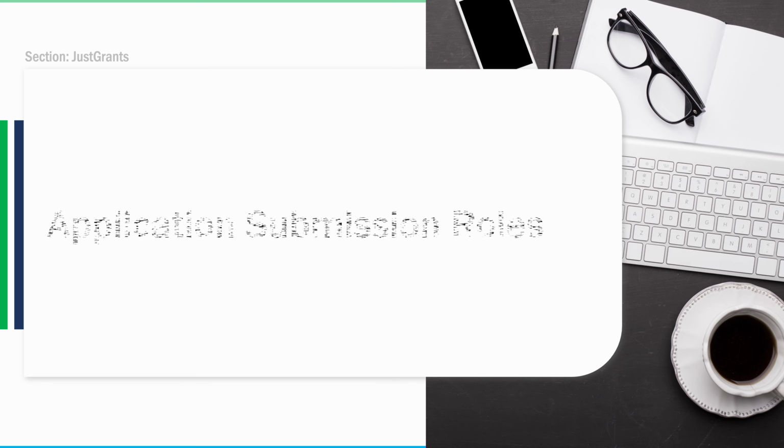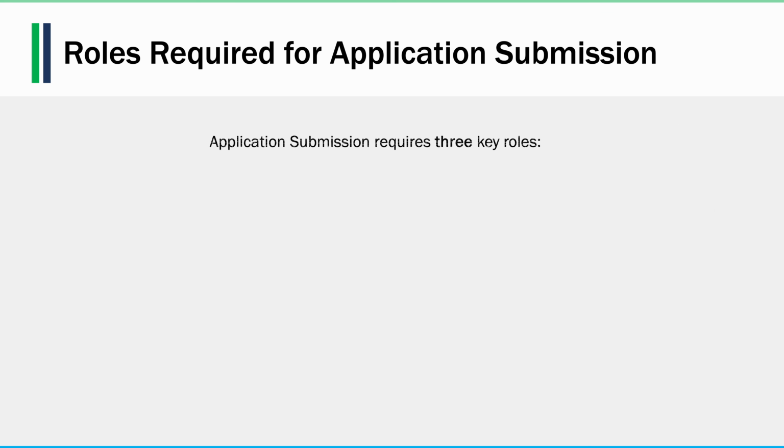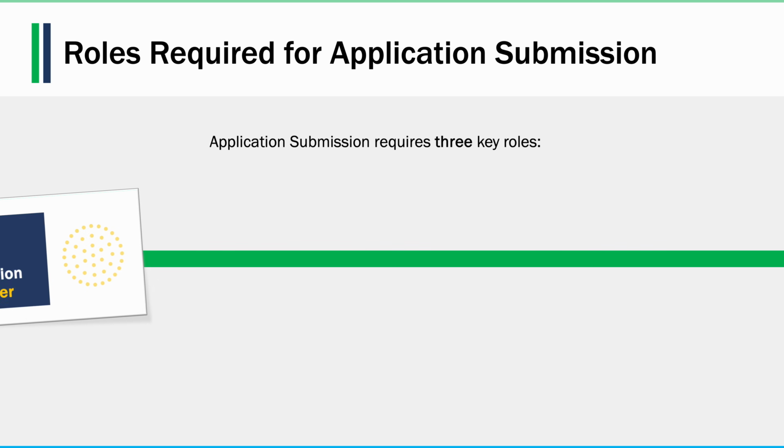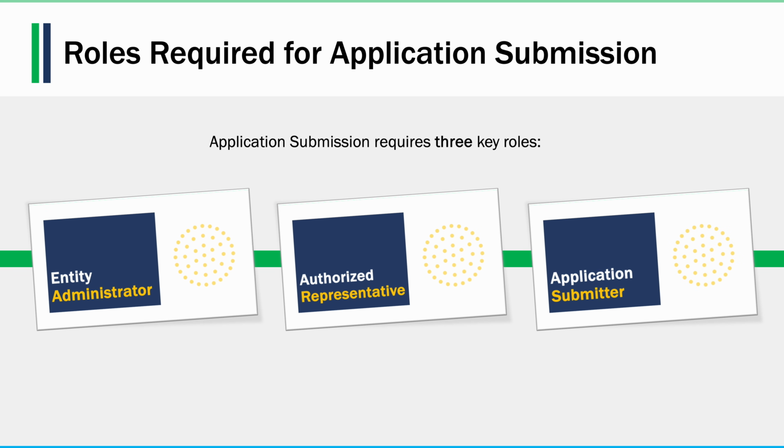Before we get started on the actual submission for your grant, let's review the key application submission roles in JustGrants. Application submission in JustGrants requires 3 key roles: application submitter, authorized representative, and entity administrator. Let's look at each and their unique responsibilities when it comes to application submission.